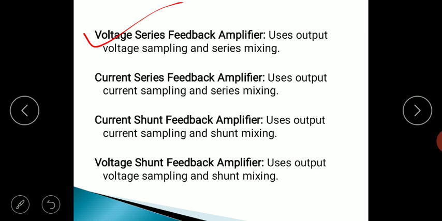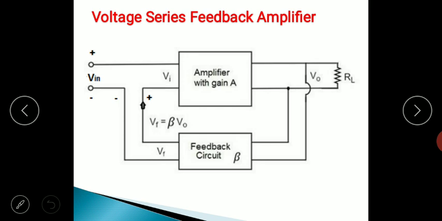That negative feedback amplifier is called a voltage series feedback amplifier. So we'll see what its block diagram is. See here, this is the block diagram of a voltage series feedback amplifier. Again, it is a very important block diagram from your examination point of view. You can see here we have considered an amplifier with gain A. There is a feedback circuit with feedback fraction equal to beta.